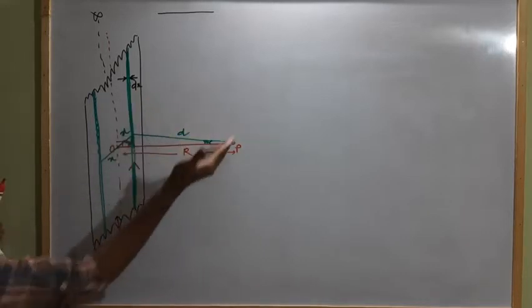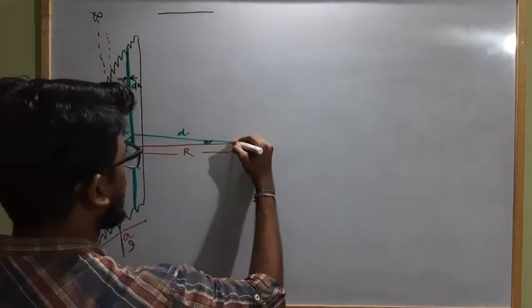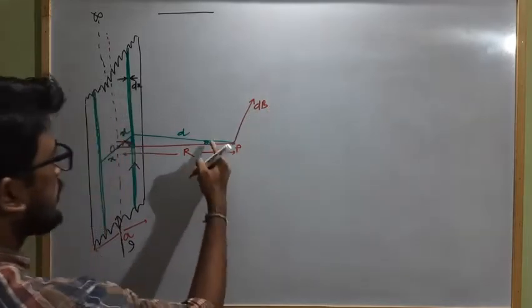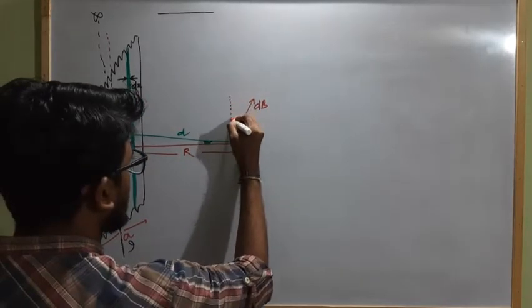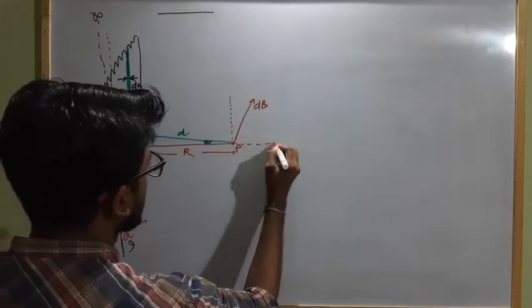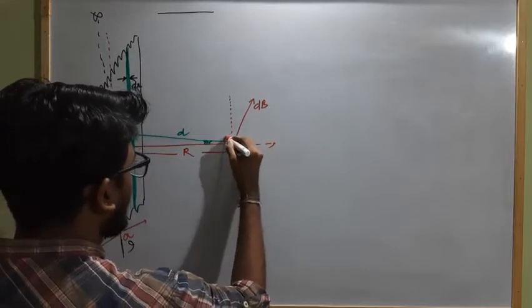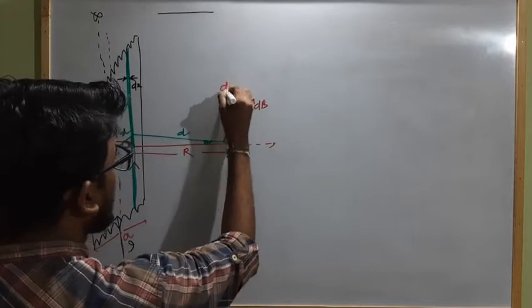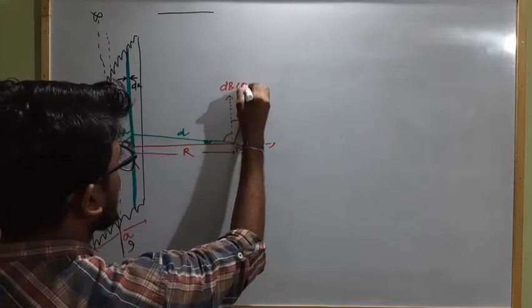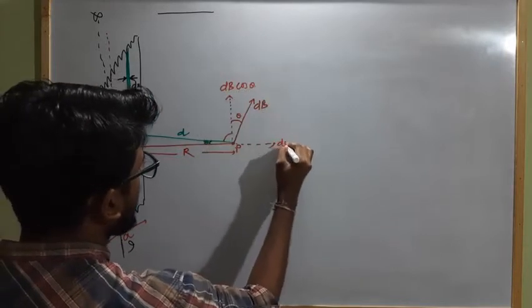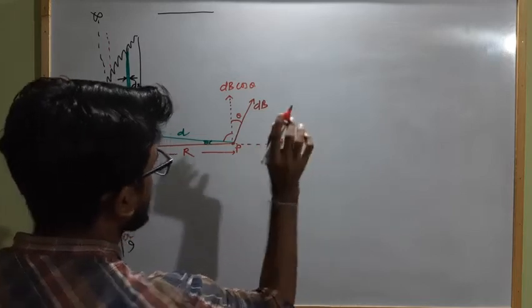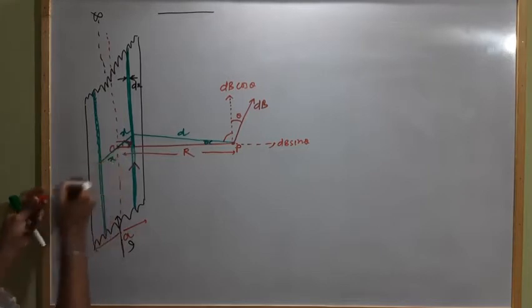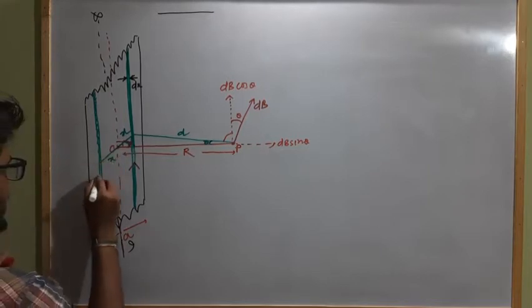So like this, the force will be along this direction. At this point the magnetic field dB will be like this. Clear? If this angle is theta, now split this into two segments. This is theta, this angle will be 90 minus theta, and this angle will be again theta. So this will be dB cos theta, and this will be dB sin theta. Clear?